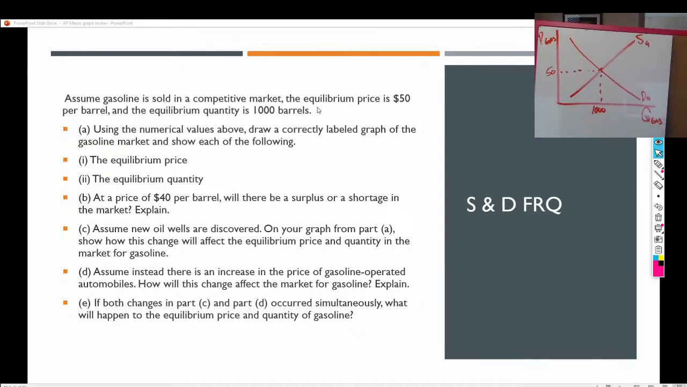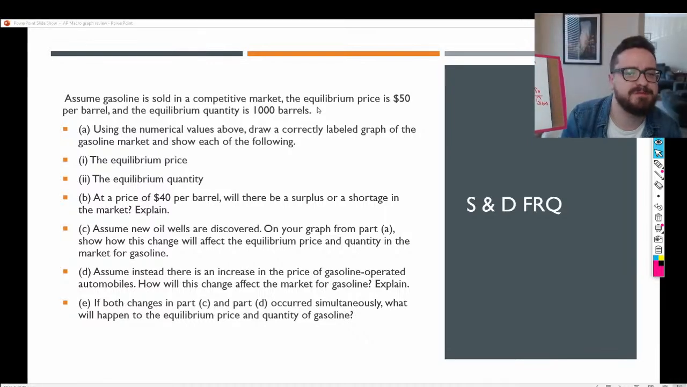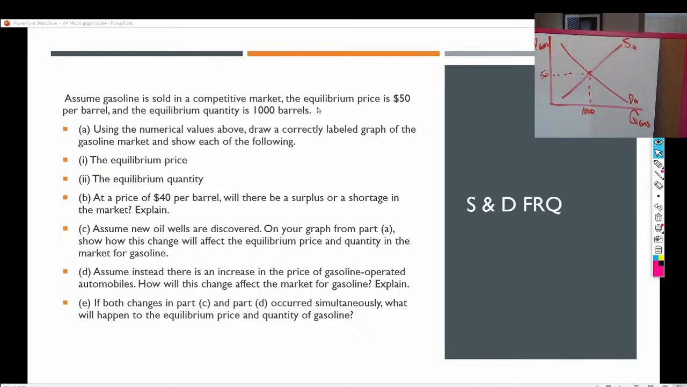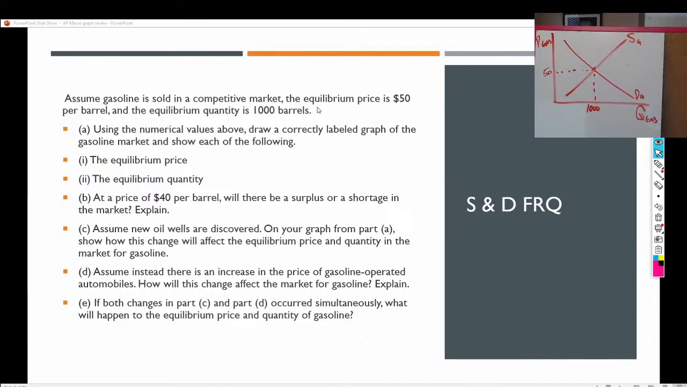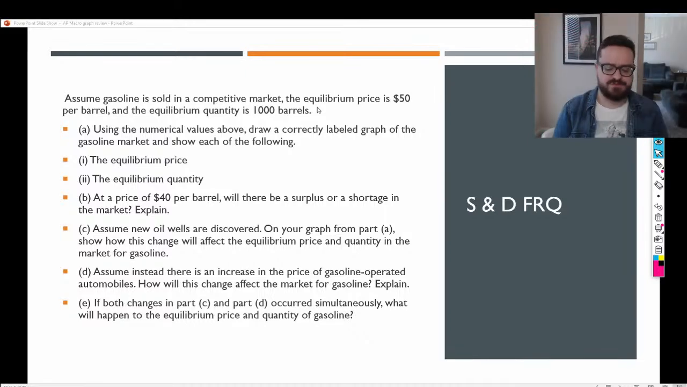I have price and quantity of gas. You could have just written price and quantity. It would have been fine. Supply and demand, I did SG and DG for supply and demand of gas. 50 as my price, 1,000 as my quantity. You don't have to do numbers across the entire X and Y axis. You just have to have the equilibrium labeled there.